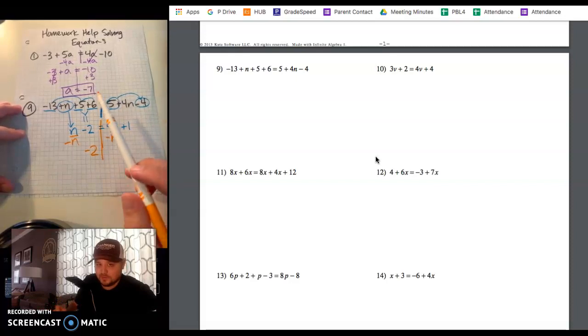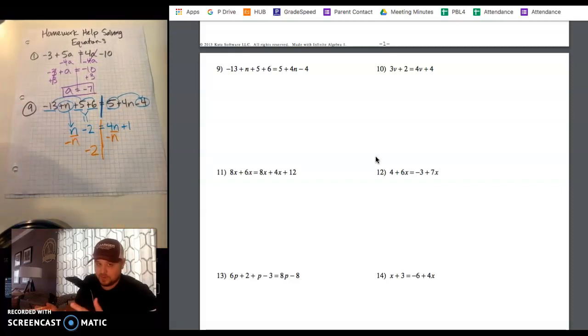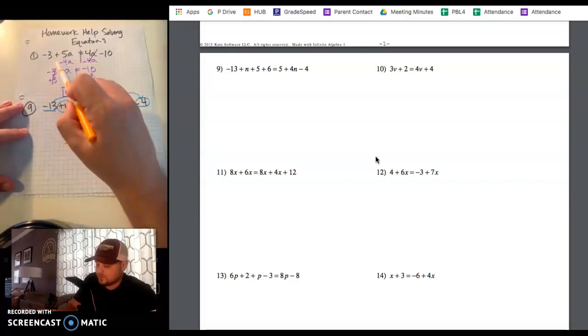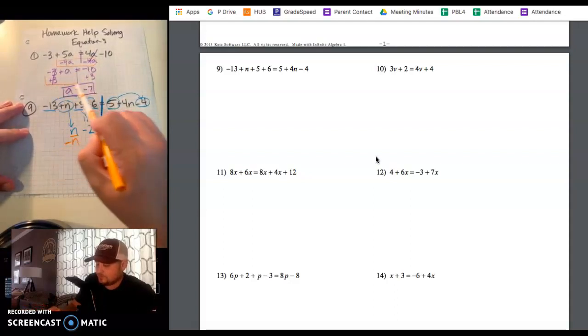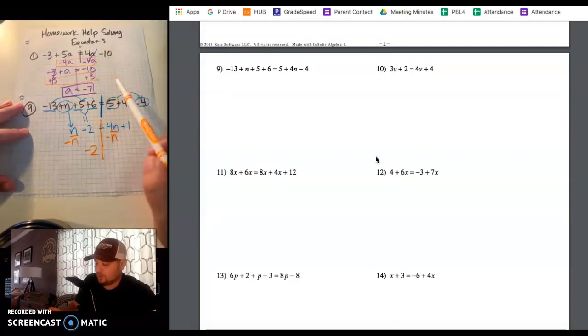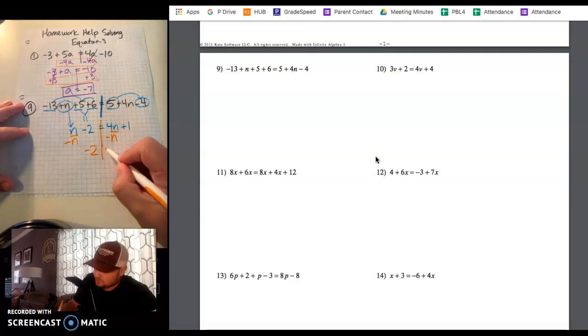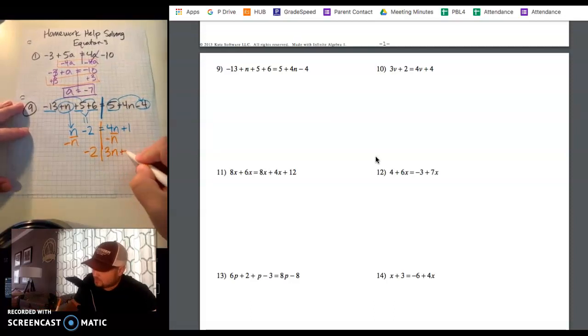You'll notice that whenever I'm either adding or subtracting something from both sides, it sort of lines up here, right? So like subtracting 4n, adding 3, subtracting 1n from both sides. It's good to line it up that way. That way you know you're doing that operation to both sides. 4n minus n is 3n plus 1.